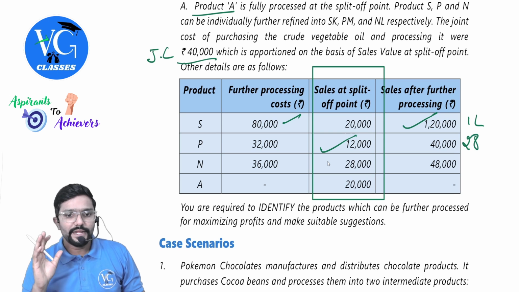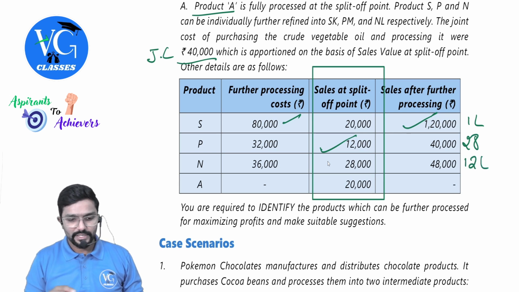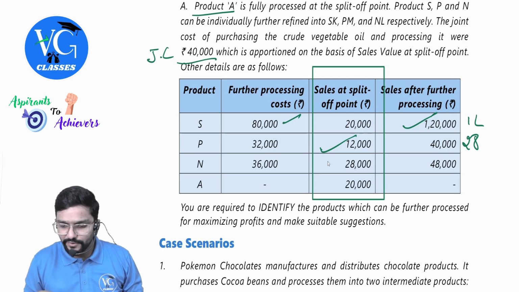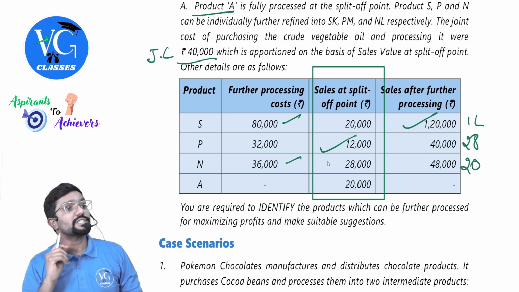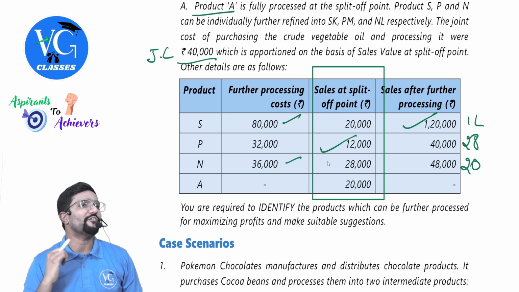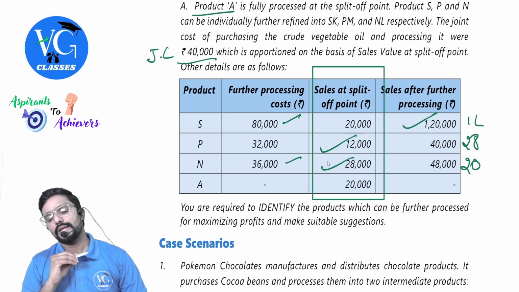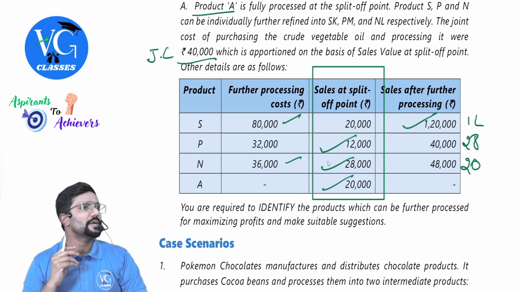Next, 48, 36. What is the additional sales? Sorry, I took further processing. So 48 minus 28, 20 lakhs. For that, what is the additional cost? 36 lakhs. So there would be a dip in profit. So what do you suggest? At split off point. And product A, anyway, we don't have a choice. We have to sell it at split off point.